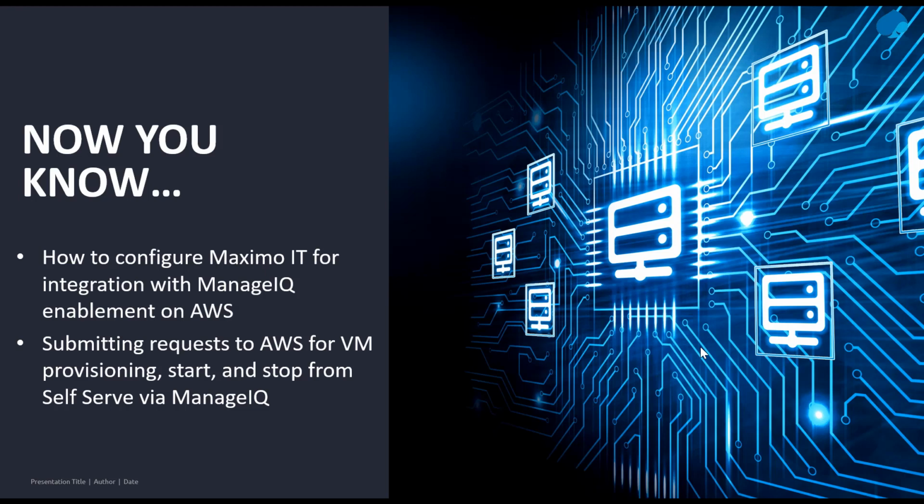So from this video, now you know how to configure Maximo IT integration with ManageIQ and how to enable this on AWS. We know about Maximo IT and what ManageIQ does. And of course, we know about submitting requests to AWS for VM provisioning, start and stop from self-serve via ManageIQ. So now you're ready to make this integration work and configure your Maximo IT for ManageIQ and AWS and/or any cloud provider, and that too without any Java level code changes.